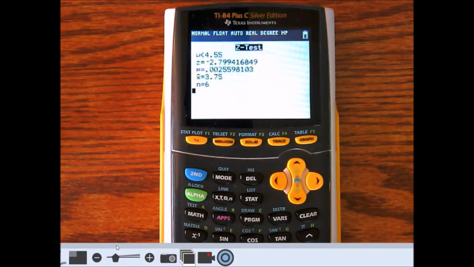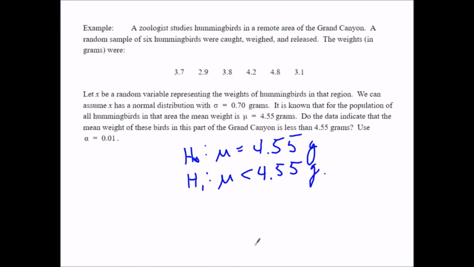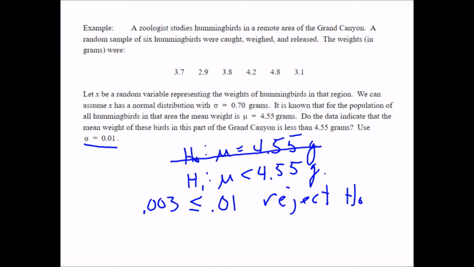All right, so I'm going to look at the p-value at 0.003. Now our alpha was 0.01. So 0.003 is less than or equal to 0.01. So what that means is we reject H0. So we're saying this is probably not true. And then we adopt that they're probably less than 4.55 grams.